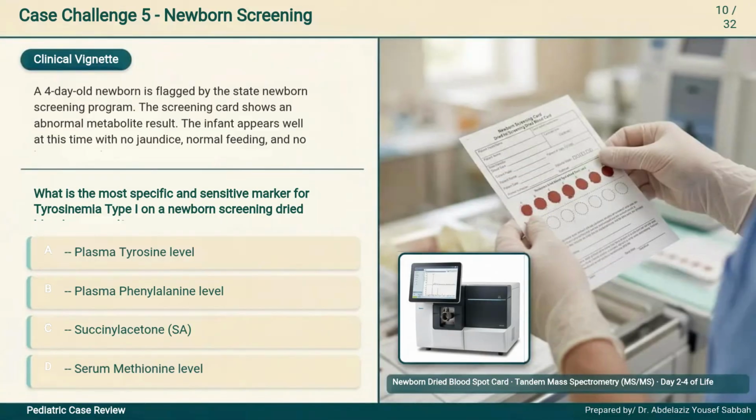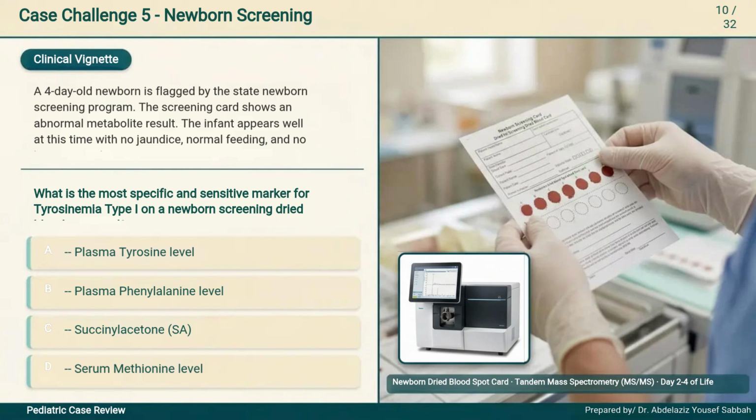Case challenge 5. A 4-day-old newborn is flagged by the state newborn screening program. The screening card shows an abnormal metabolite result. The infant appears well at this time with no jaundice, normal feeding, and no hepatomegaly on examination. What is the most specific and sensitive marker for Tyrosinemia type 1 on a newborn screening dried blood spot card?